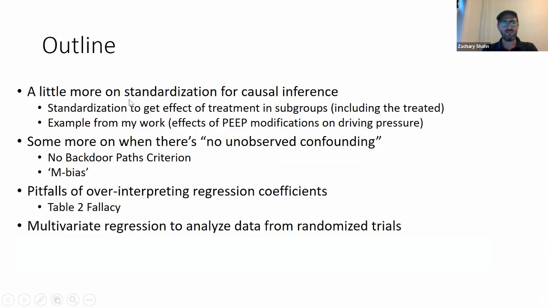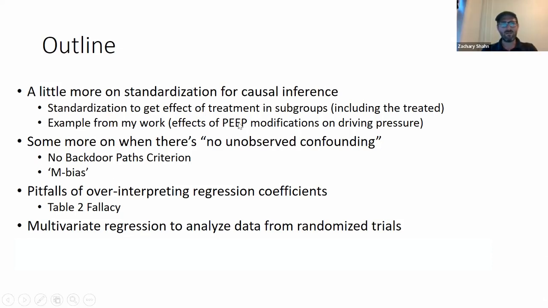So today, I think the last probably that we'll talk about standardization for causal inference. We've been talking about it for a while. I do think it's one of the most important things that you can do with regression in public health. So I think it makes sense to spend time on it until you're comfortable.